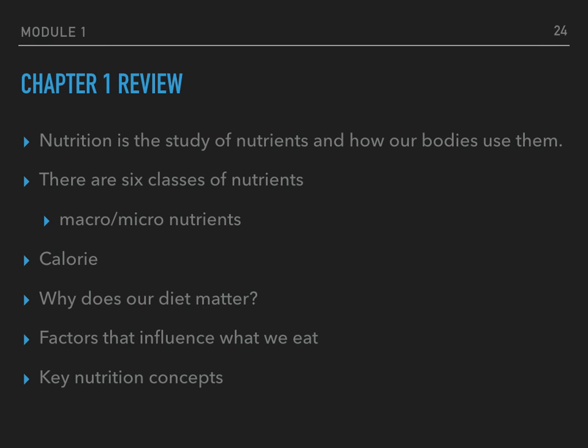So let's recap the points we covered in Chapter 1. Nutrition is the study of nutrients and how our bodies use them. There are 6 classes of nutrients: the macronutrients, carbs, proteins, and fats; the micronutrients, vitamins and minerals; and don't forget water. It supplies no energy, but we must have it to survive. We learned that a calorie is the currency or a measure of energy that our body consumes and uses.